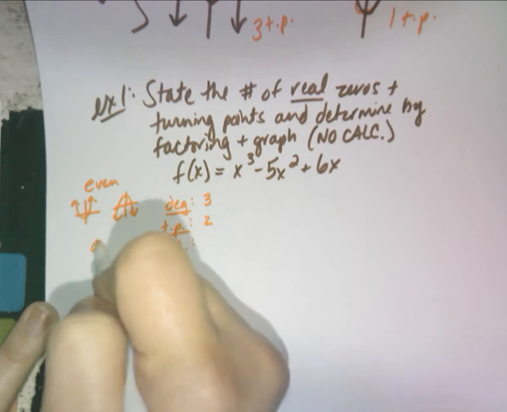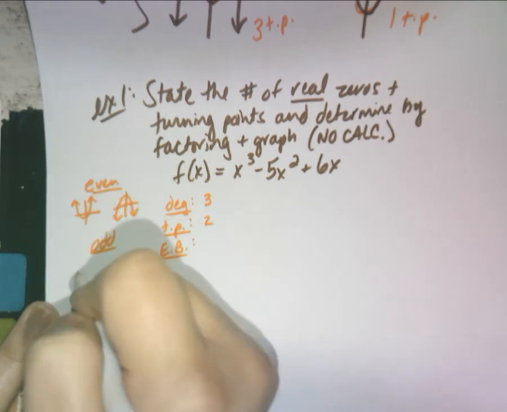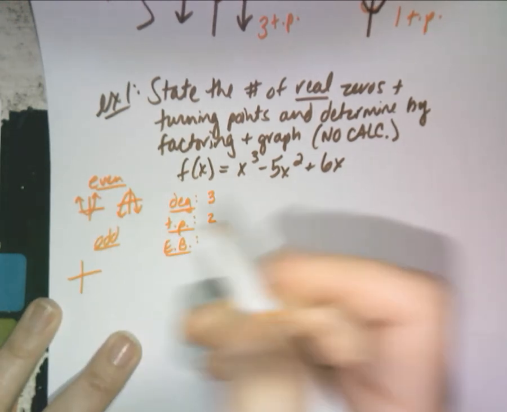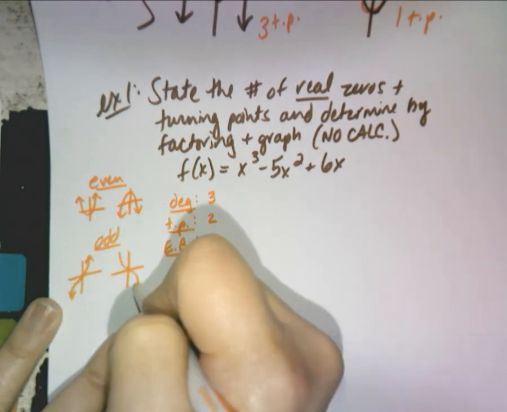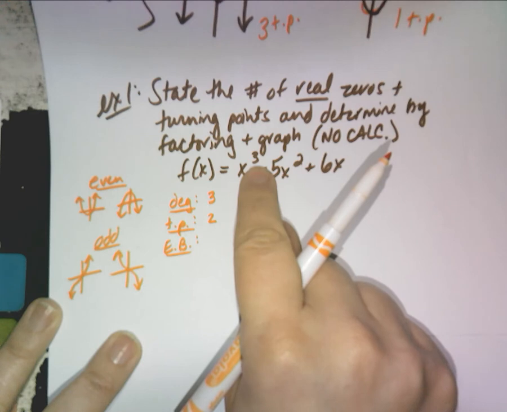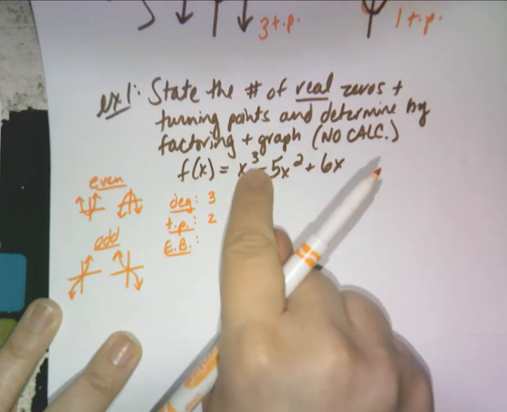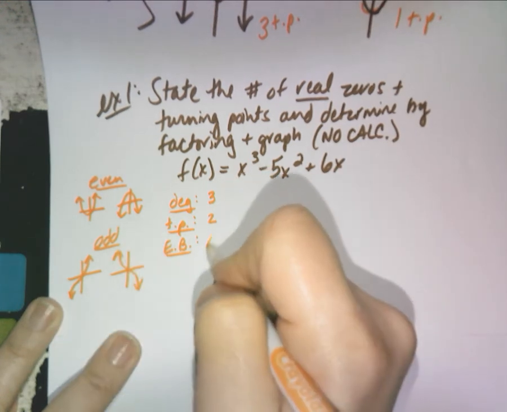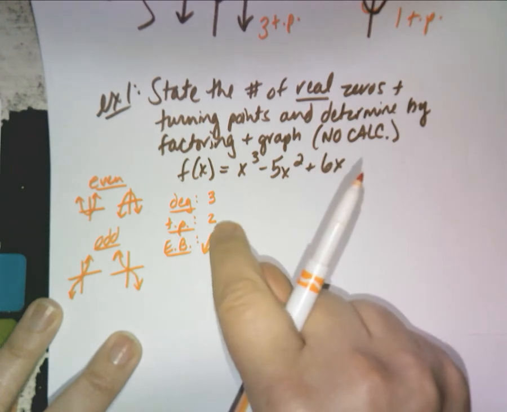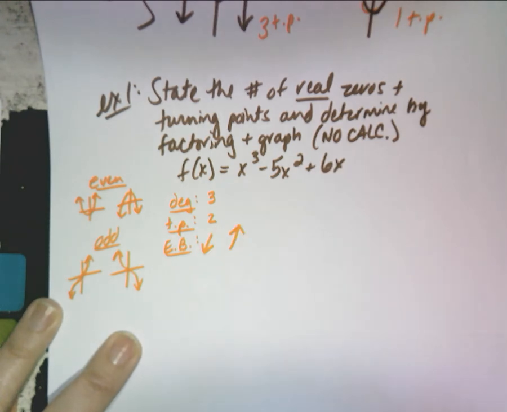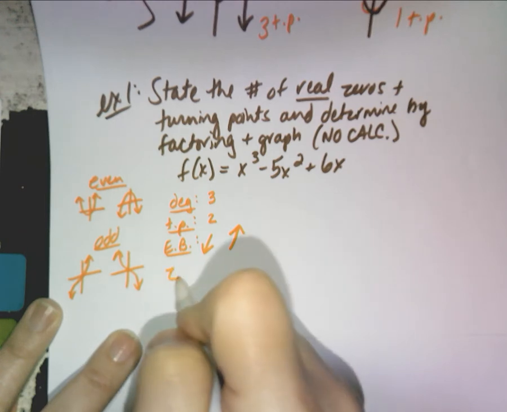If it's an odd degree, all odd degrees look similar to or have end behaviors like the cubic one. Okay? This is an odd degree. It's positive odd degree, so it's going to start down and it's going to end up. It's going to have at most 2 turning points, and I'm going to find out where those zeros are right now.